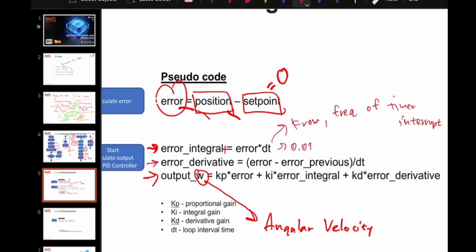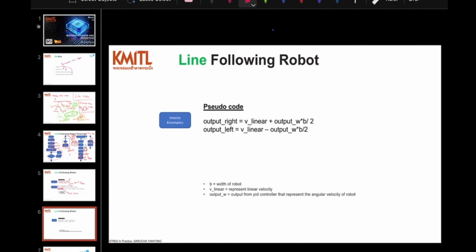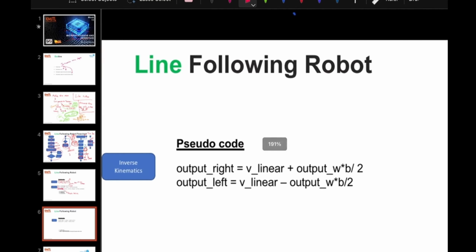From this equation you will get the output here, and then you can continue with the next slide. Okay, you already have the output. This will be divided by the inverse kinematics. It will divide the output of the angular velocity into the speed of the left motor and the right motor by this equation.